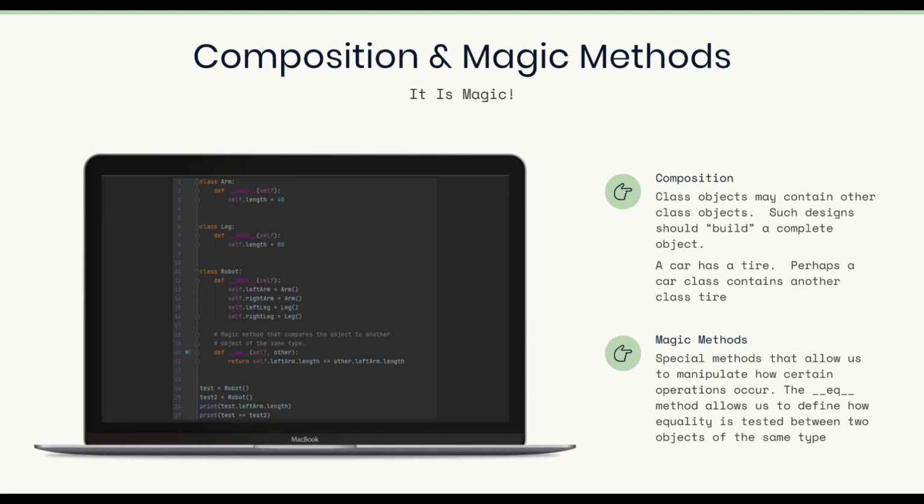And then we have another special method, the __eq__ method. This allows us to define how equality is treated. So if you take a look at line 27, where we print the result of test being equal to test2, Python wouldn't know how to compare these two custom objects unless we provided a definition for that equality method.